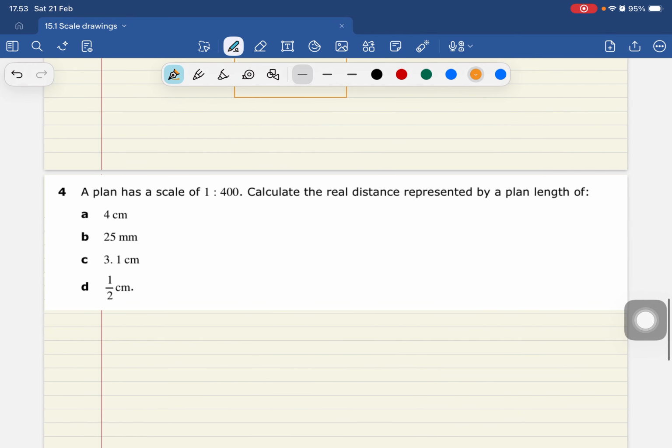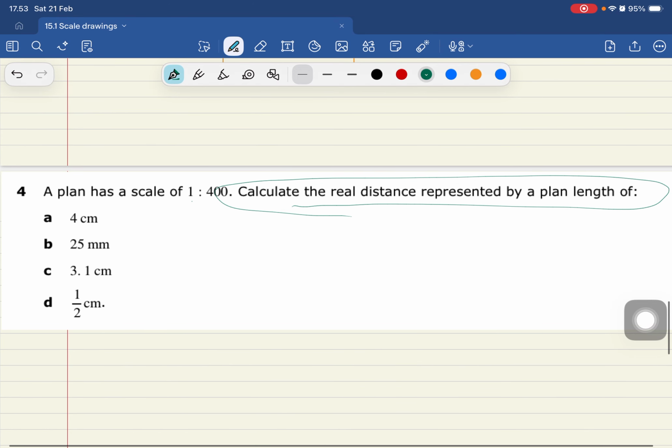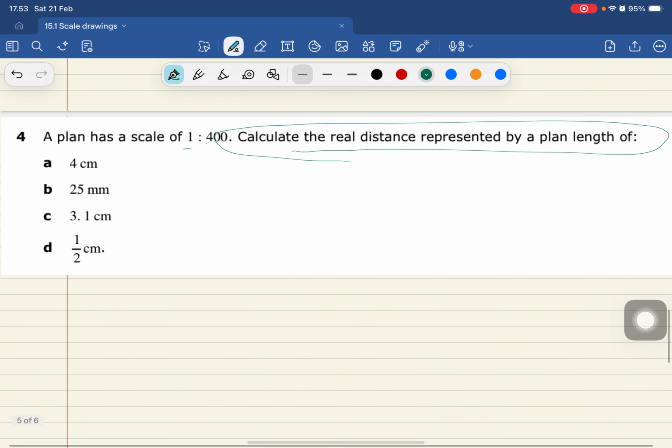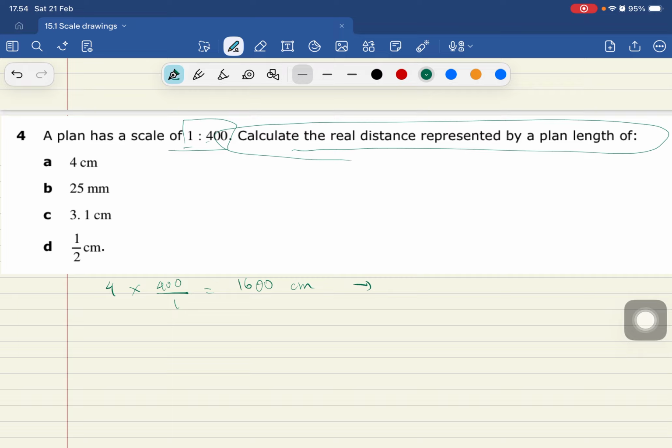Number 4, a plane has a scale of 1 to 400. Calculate the real distance. Now it's the opposite, the real distance. Starting with A, we make it 4, and we multiply it by the real, so the scale is 400, divided by 1. So you get 1600. Here it's in centimeter. We can change it into meter, so we get 16 meter.